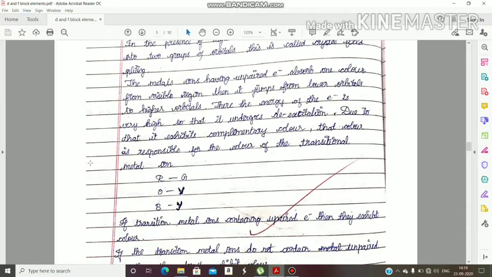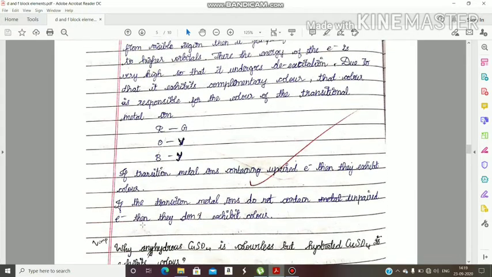See, for red color, green is the complementary color, or vice versa. For orange color, violet is the complementary color. For blue color, yellow is the complementary color. That means if a substance absorbs red color, then it emits green, or if a substance absorbs green, then it emits red. That is the meaning of that point. Similarly, in the other two cases, the same phenomenon takes place.